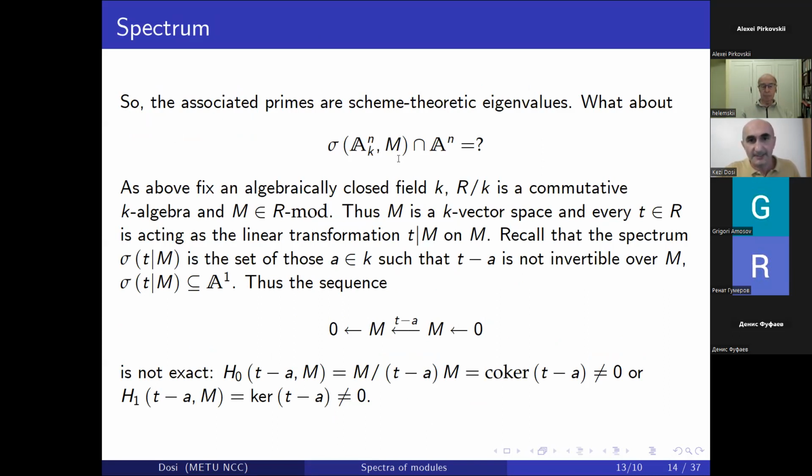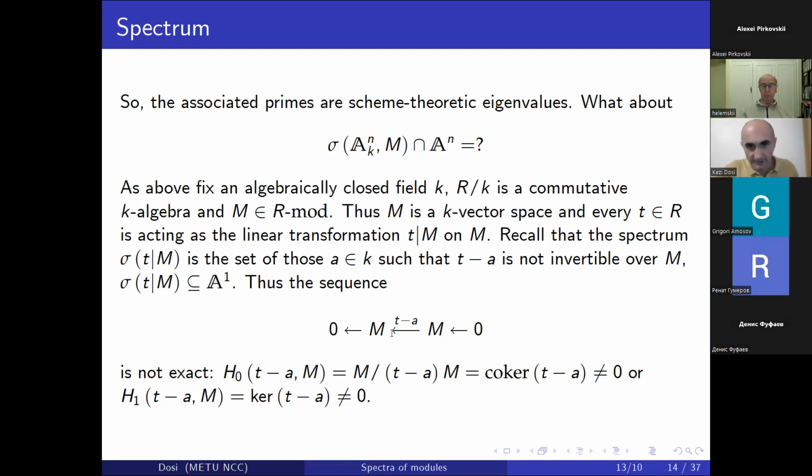Okay, to do it, but first let's again talk a bit about spectral theory in general. I mean, let's relax a bit. Let's start with elementary stuff. What is a spectrum? Okay, we have again an algebraically closed field K. R is a commutative K-algebra. M is our module, so M is a vector space over K. If you fix an element of the ring, T defines a linear transformation over M. So we know what a spectrum is: the set of those a such that T minus a is not invertible over M. So these are some points from the affine line.